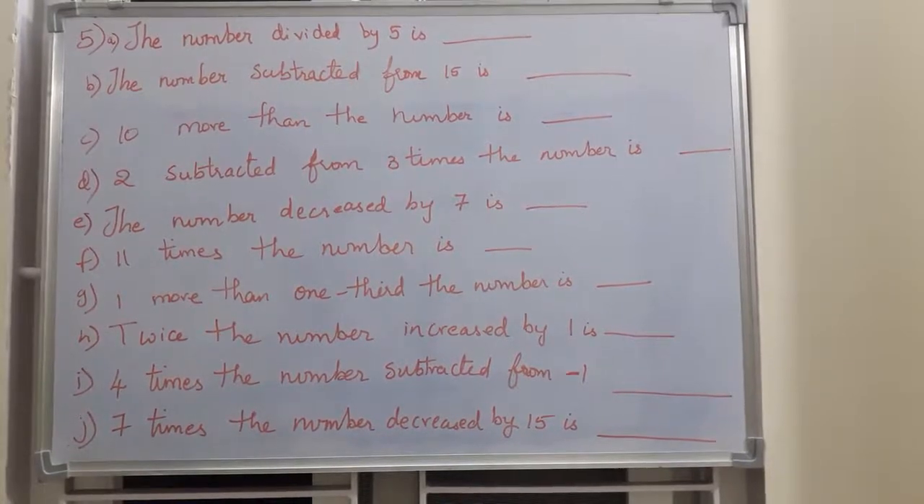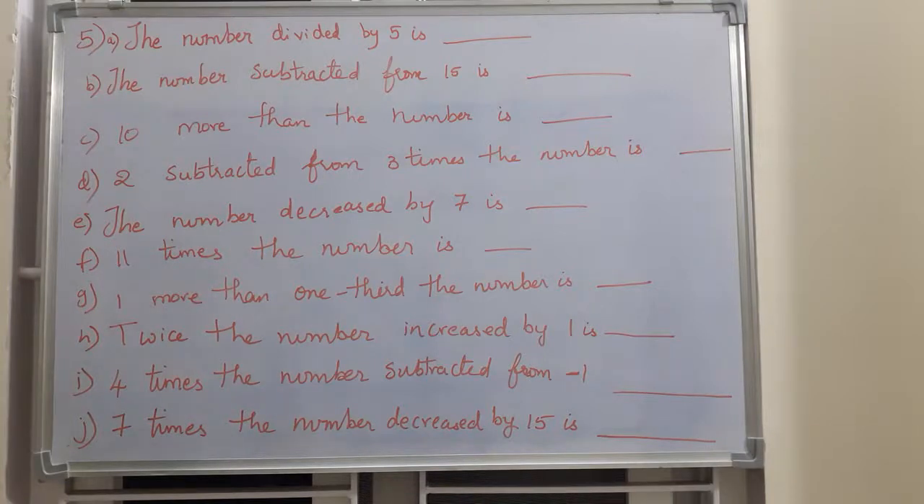Okay. So now let's start the fifth sum. Here he has given you: fill in the blanks with the correct given expression. So already he has given you options over there. He has given you x plus 10, x minus 7, 2x plus 1, 3x minus 2, x by 5, 11x, 7x minus 15, x by 3 plus 1, 15 minus x, minus 1 minus 4x. So these are the 10 options he has given you.